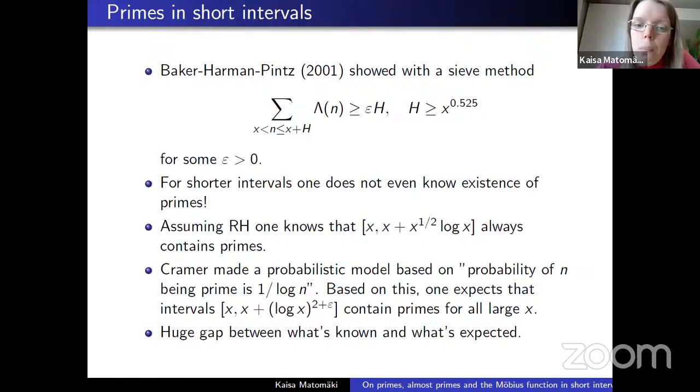So Cramér made a probabilistic model of primes, and it was based on the fact that the probability of n being prime is 1 over log n. And based on this, we expect that all intervals of length (log x)^(2+epsilon), for instance, contain primes. So we are very far from this. Even assuming the Riemann hypothesis, we have to look at intervals of length about the square root of x. But we expect that intervals of length about (log x)^2 contain primes, and log x grows much, much slower than x^(1/2). So there's a huge gap between what we know and what we expect to be true.